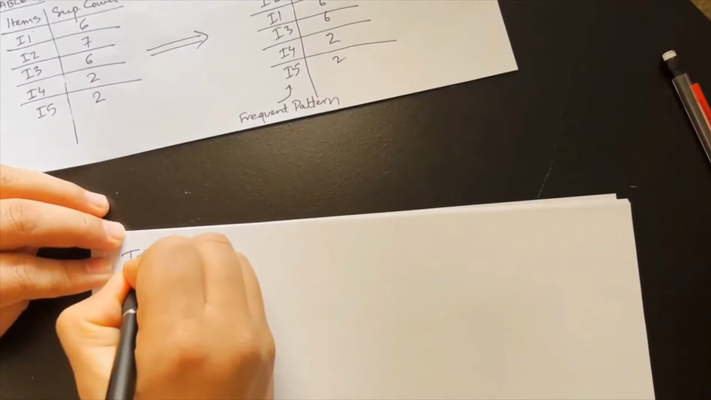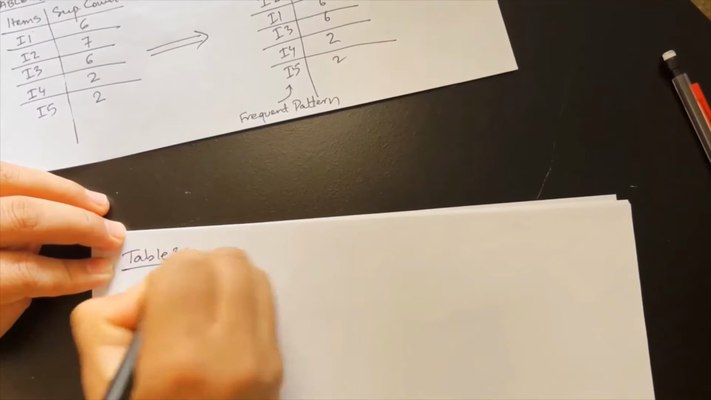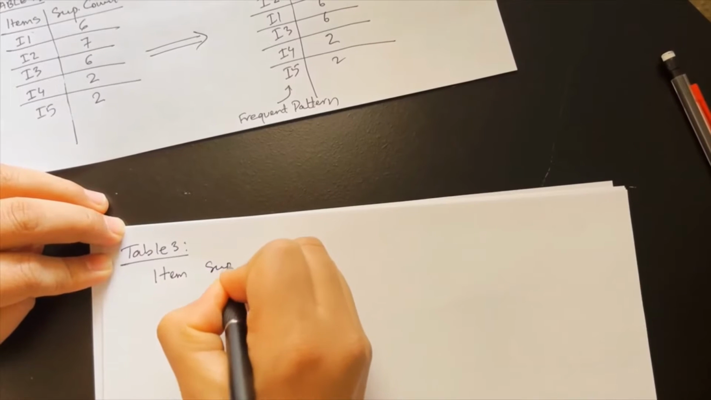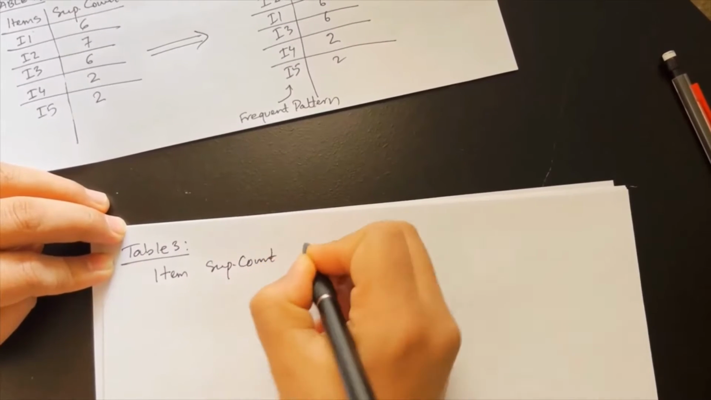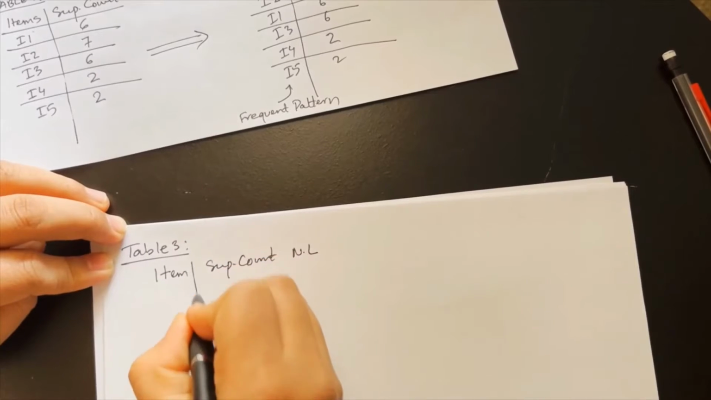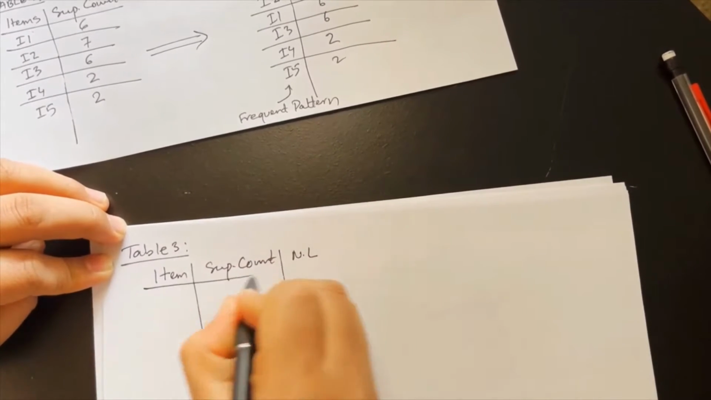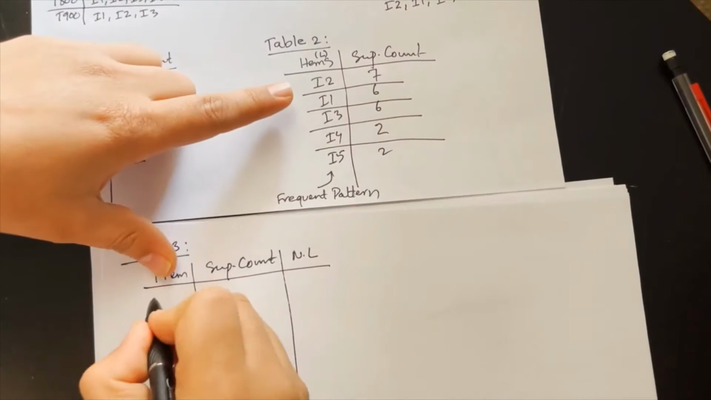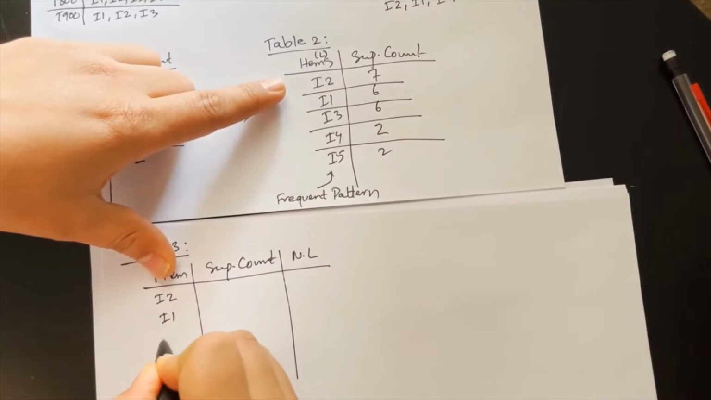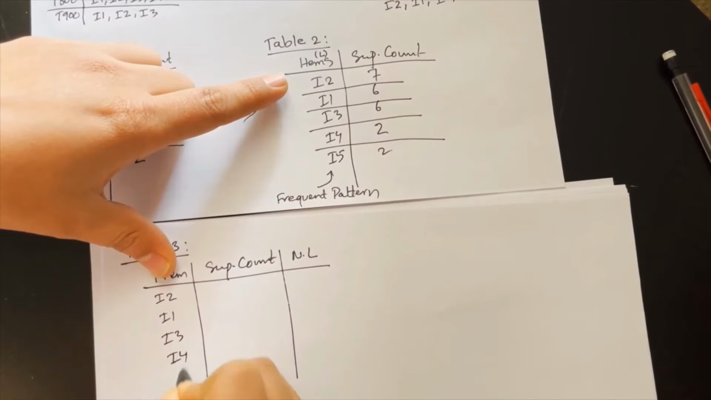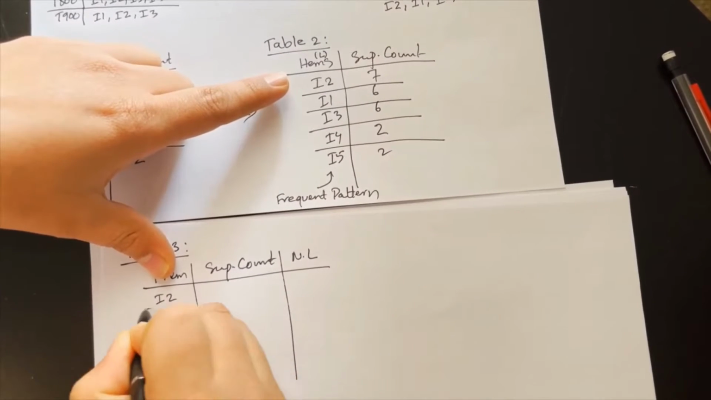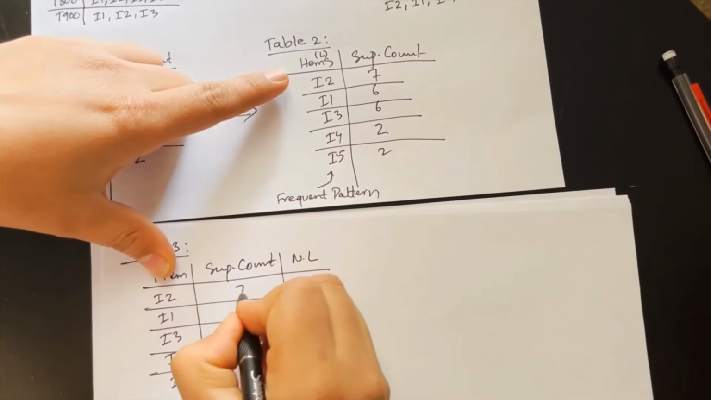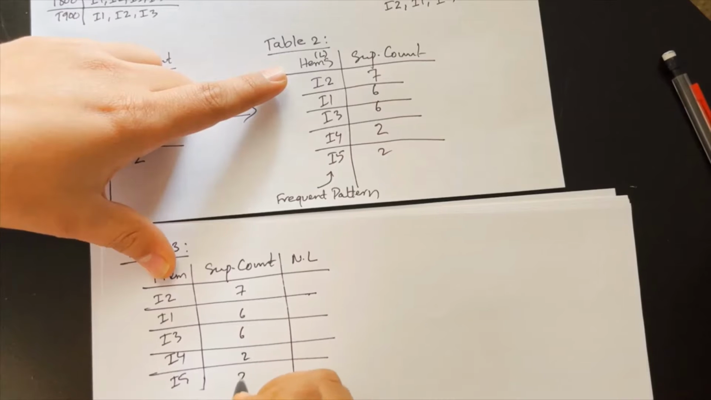Now it will be table 3. Table 2, it will have items, support count, and then node link. Let's separate this one here this way. Now the items will be written in the same order as this one here: I2, I1, I3, I4, I5. Okay, let's separate it. And the support count is the same: 7, 6, 6, 2, 2.